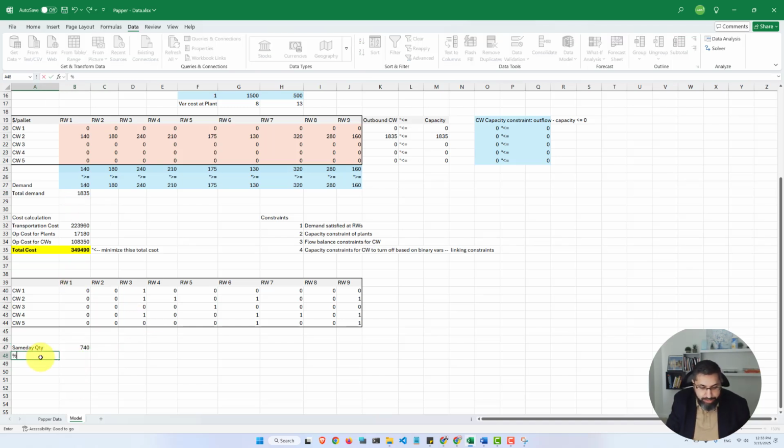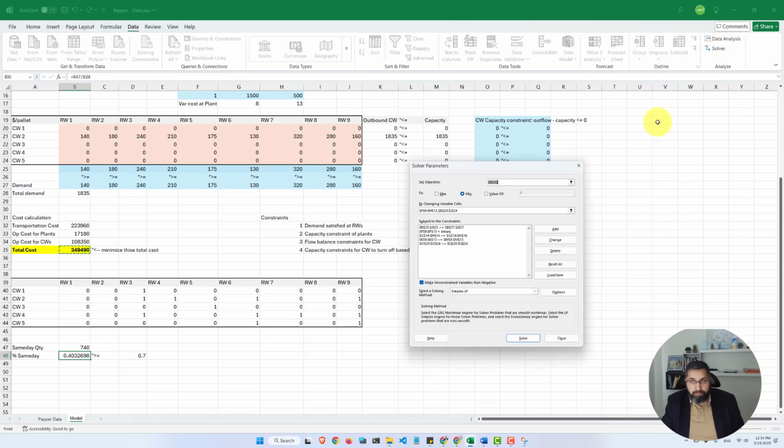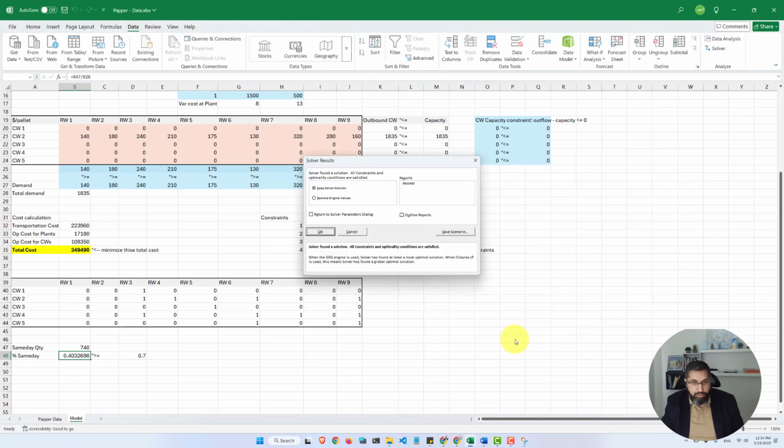So what percentage is same day is going to be this number divided by this. And we want at least 70%. So this number has to be bigger than or equal to 0.7. We want 70% of demand met to be from same day shipments, right? So we add this constraint to Solver. This cell has to be bigger than or equal to this cell of 0.7. Solve again.